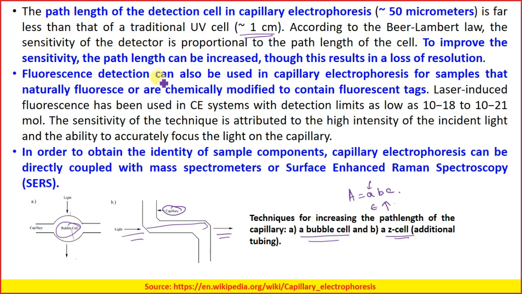Then fluorescence detection can also be used in capillary electrophoresis for samples that naturally fluoresce or are chemically modified to contain fluorescent tags. Okay. In order to obtain the identity of sample components, capillary electrophoresis can be directly coupled with mass spectrometers or surface enhanced Raman spectroscopy. Okay. So with this, we complete this topic on capillary electrophoresis.